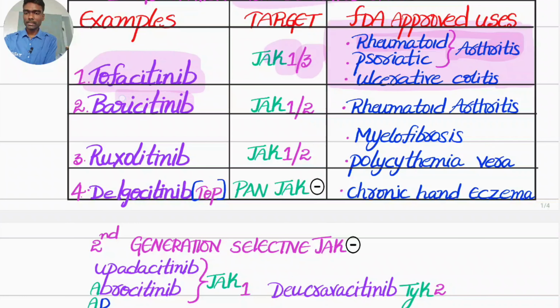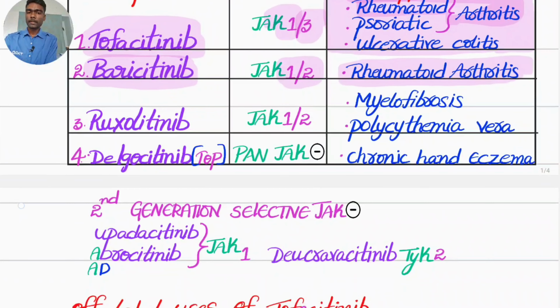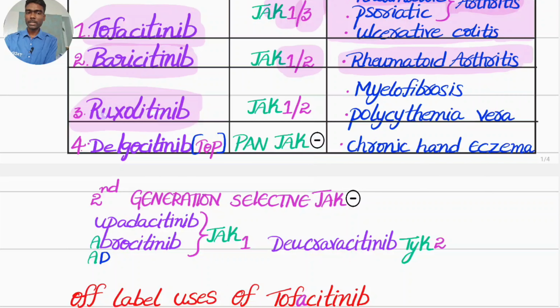Next, baricitinib, JAK1/2 inhibitor approved for rheumatoid arthritis, FDA approval. Next, ruxolitinib, polycythemia. Remember like this, JAK1/2 same like baricitinib. Myelofibrosis. Then delgocitinib. I wrote here topical because it has only topical formulation got approved and available in USA. It is pan-JAK inhibitor. Inhibits all the 4 family members of JAK 1, 2, 3 and tyrosine kinase 2. Approved for chronic hand eczema.